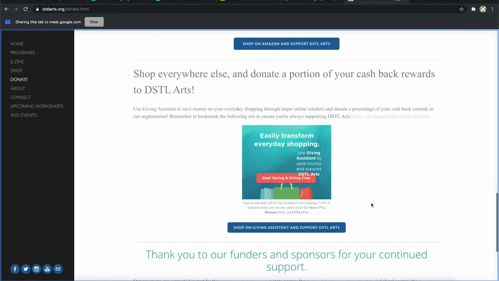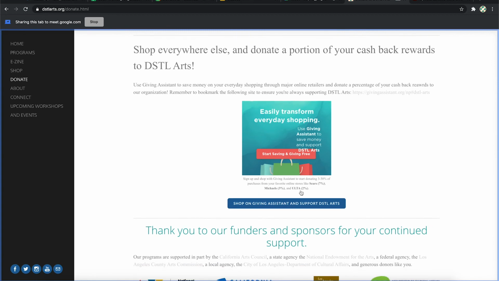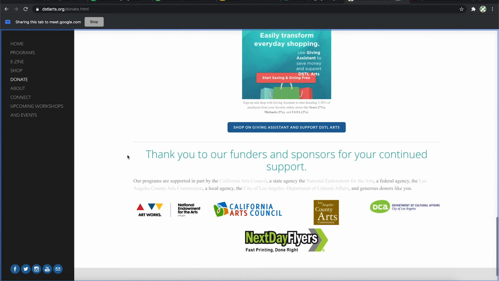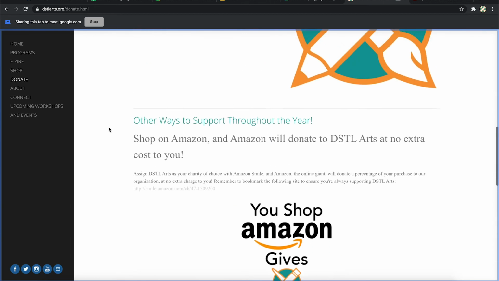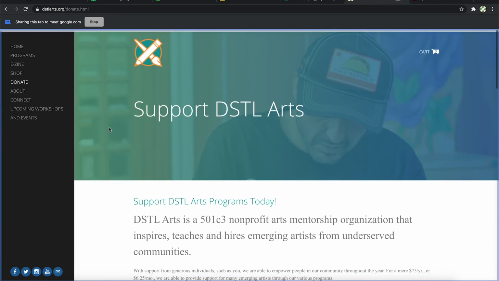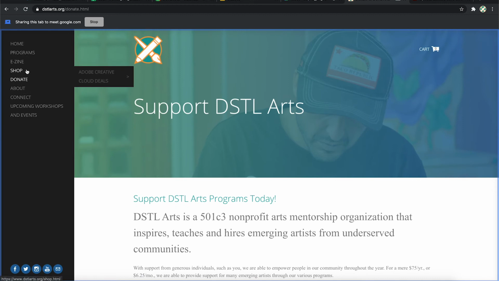And then there's also these other ones too. This one called Giving Assistant, which basically, you know, rounds up your change, I think, if I remember right. And it gets donated, right? So every time that you shop, a percentage of your cash back gets donated to Distill Arts. So yeah, there's different ways in which you can support Distill Arts. But back to this one.